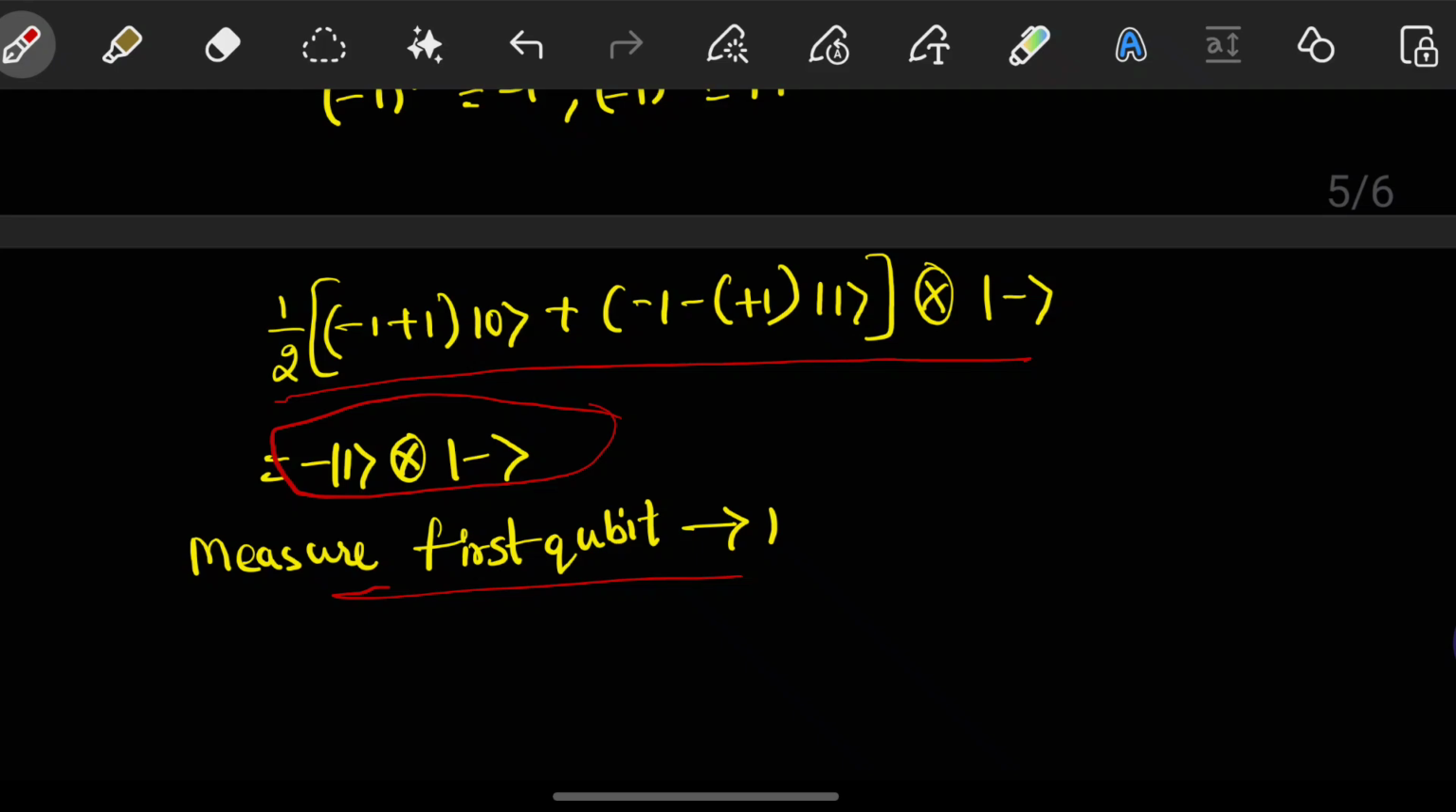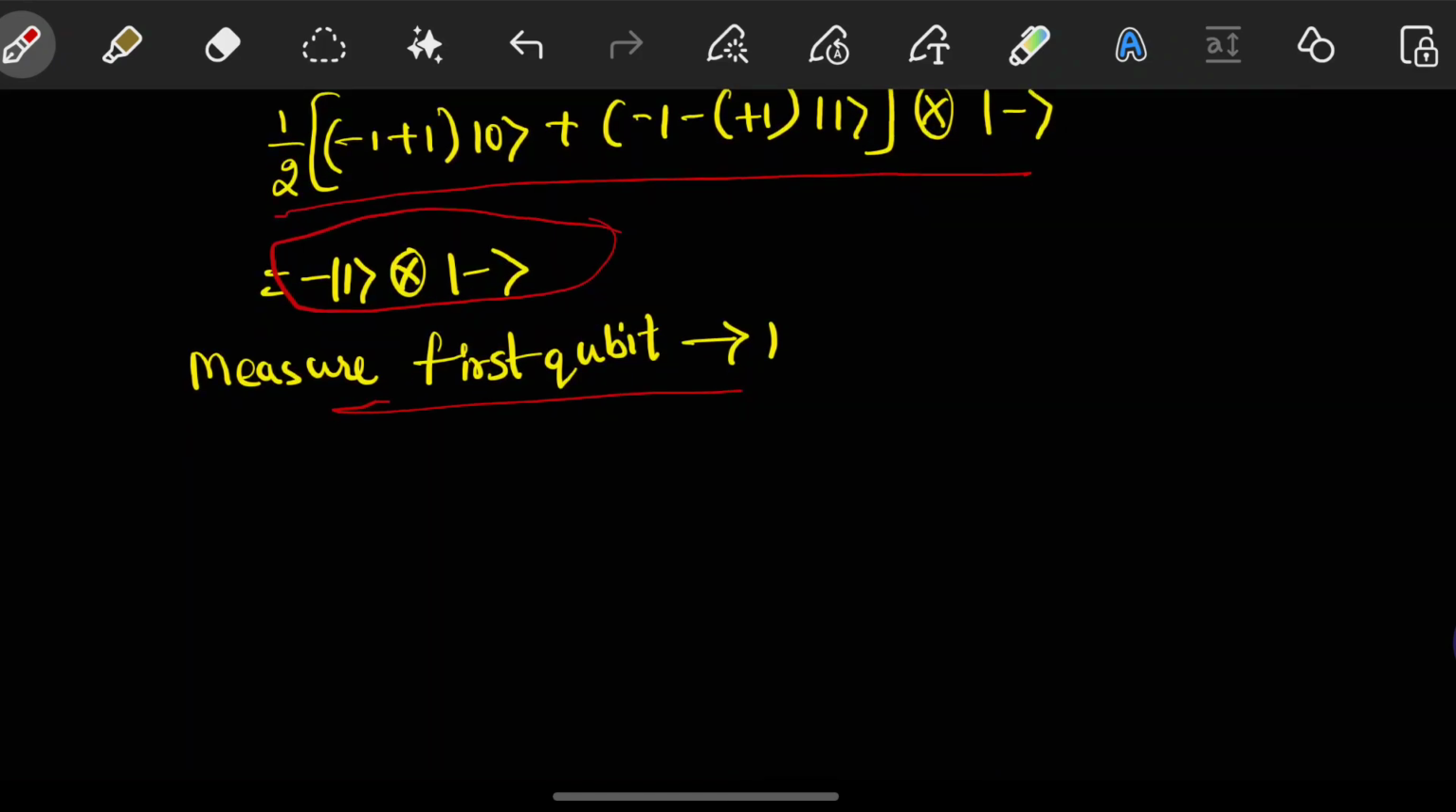We will be handling two types of functions, that is balanced and constant, and we are measuring the result. If it is constant, we will get 0. If it is balanced, we get 1. I think this is clear for everyone.